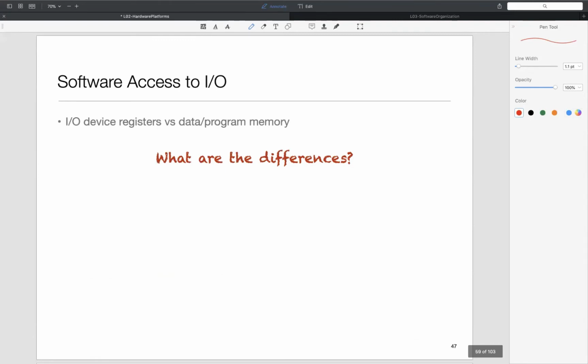So from a software viewpoint, there are typically two ways IO is made visible to the software. One is by putting the device into memory, so it literally appears as just a specialized area in your address space. And the other is that the device has some specialized registers and you access them using some specialized IO commands.